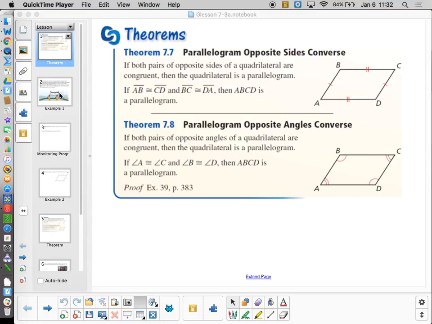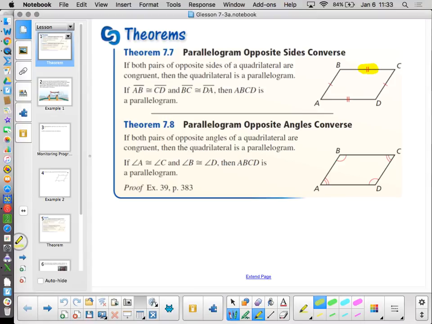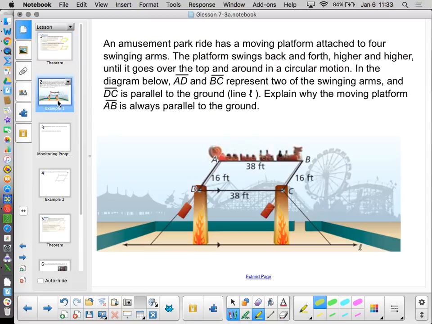Today, we're going to work all of that backwards. How can I prove that something is a parallelogram? And basically, it's the converse of everything we just learned. For example, this first theorem says if both pairs of opposite sides are congruent, then it must be a parallelogram. Or if both pairs of opposite angles are congruent, then it must be a parallelogram. So essentially, we're using the converse of everything to make our conclusion about parallelograms.